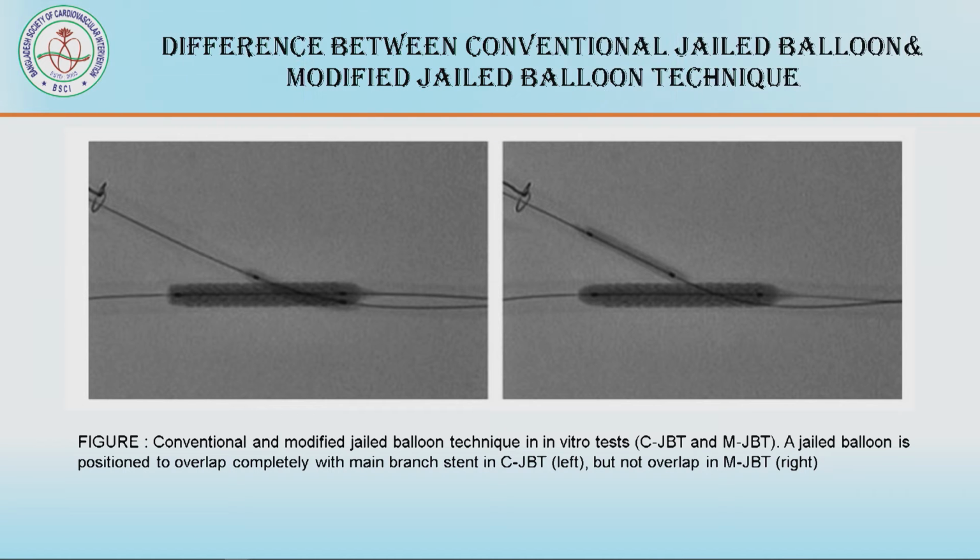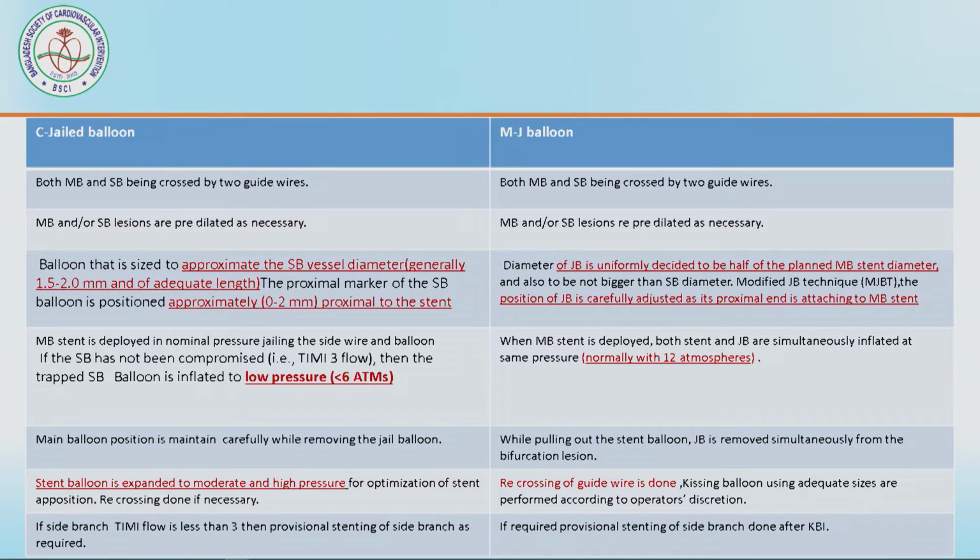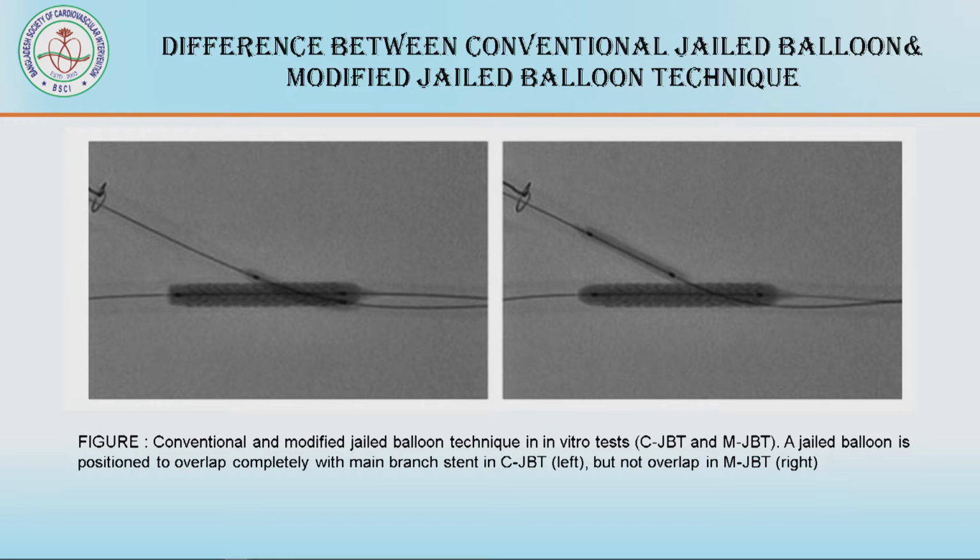So this is the conventional jailed balloon technique. In the modified jailed balloon technique, the side branch balloon is uniformly decided to be half of the planned main branch stent diameter. The position of the jailed balloon is carefully adjusted so that its proximal end is attached to the main branch stent. So this is the one.